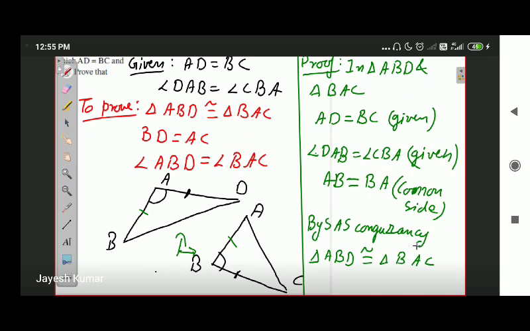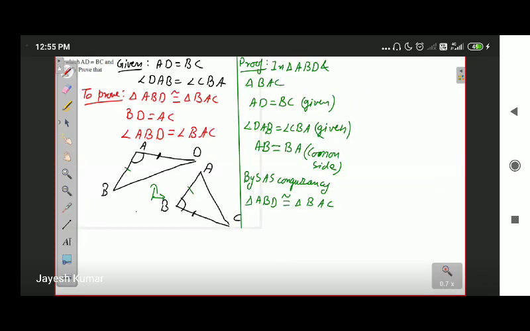Fine. So we have done the first part of the question. Let's move on to other parts. Now let's see. We have proved this. This here is completed. Now BD and AC. In this congruency of triangles, the positions of BD and AC are exactly corresponding.